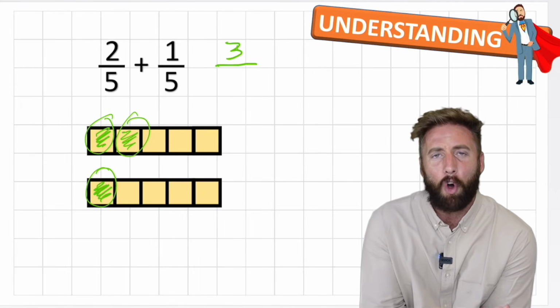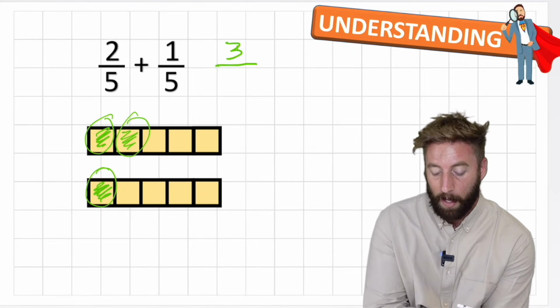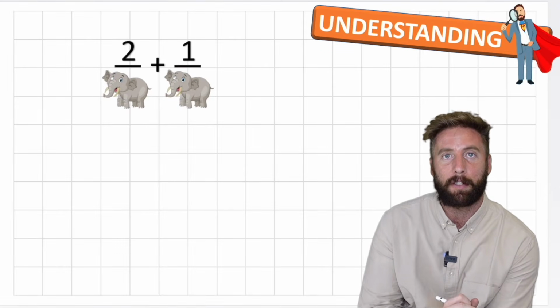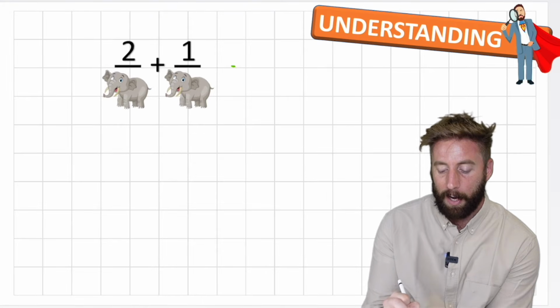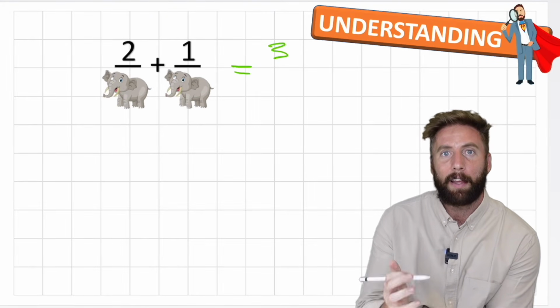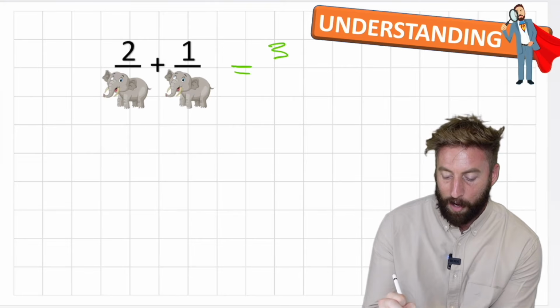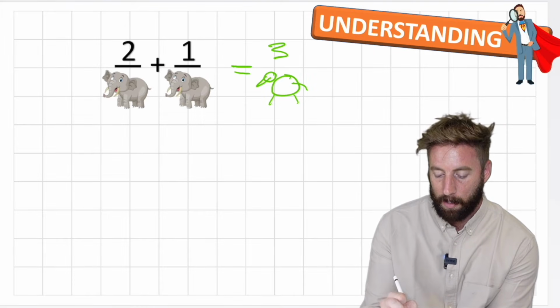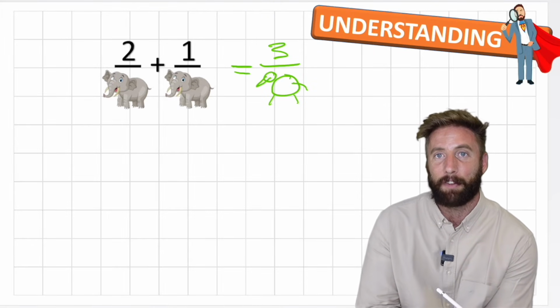3 what? 3 dogs? 3/10? What? Well, let's think about it in this way. If I have 2 elephants, add 1 elephant, I'm going to have 3 elephants. Let me draw an elephant for you. Look at that. Beautiful. I should be an artist. So my answer would be 3 elephants.